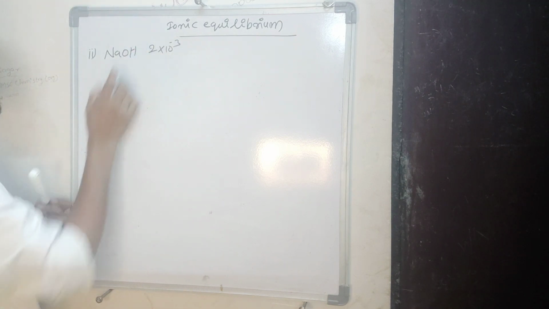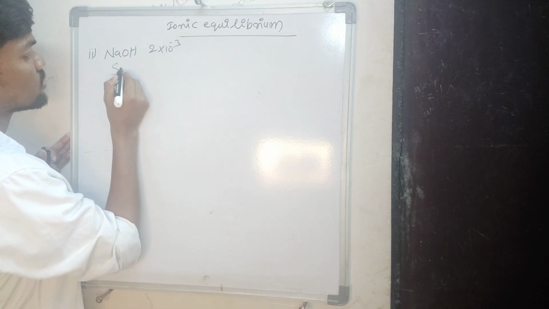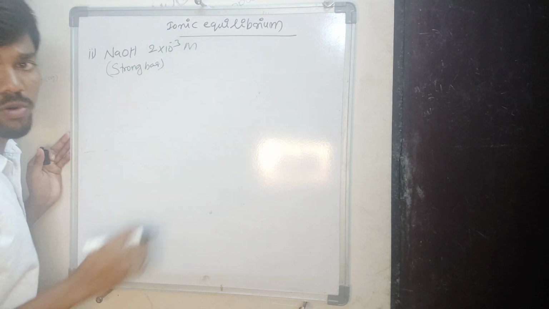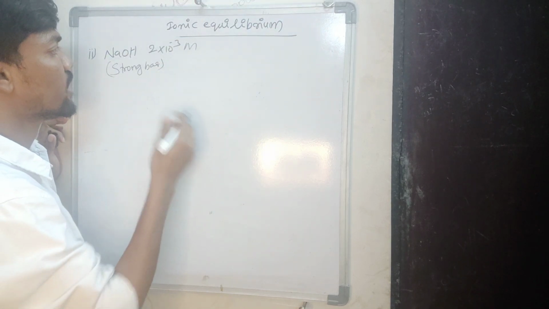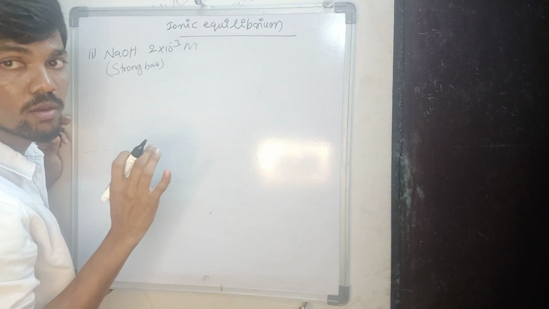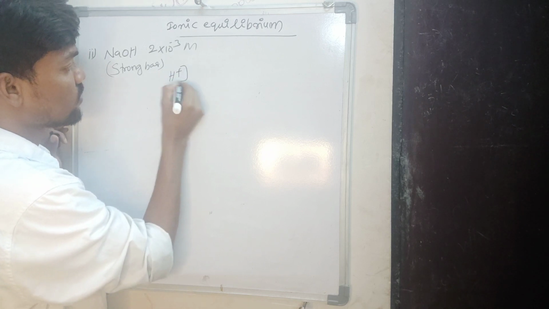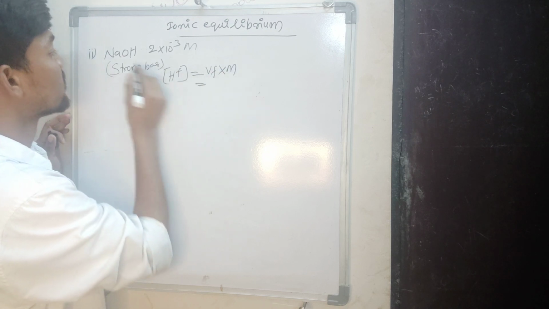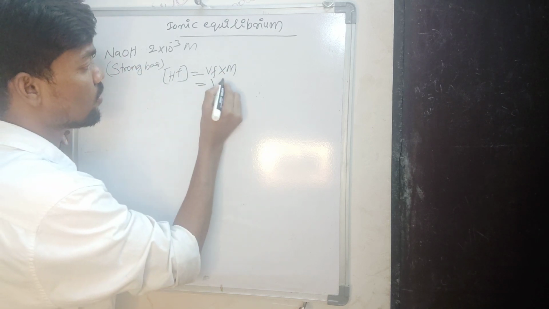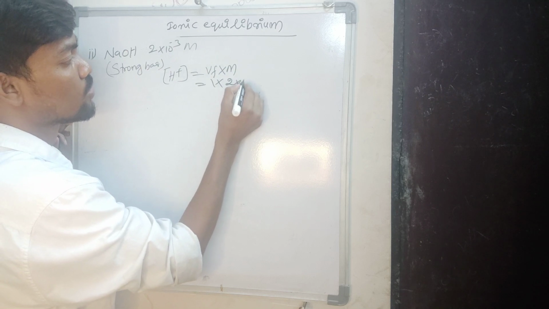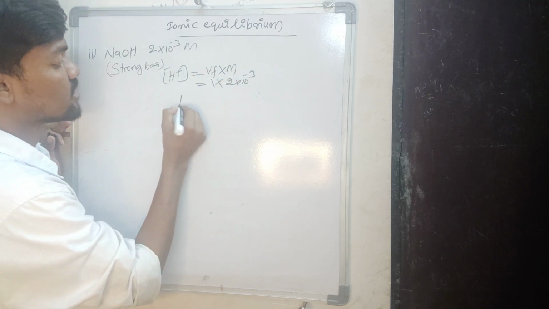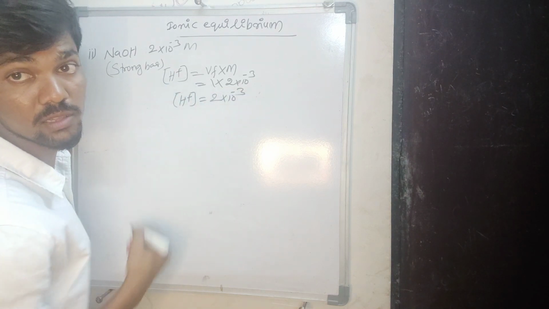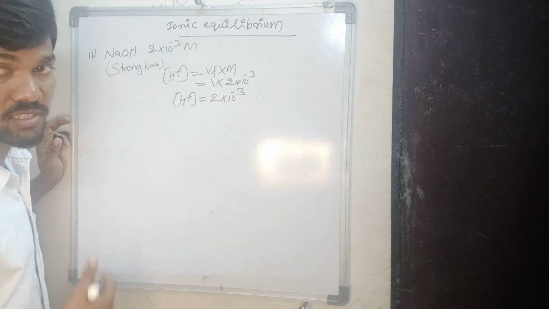Next, the second case: strong base. Suppose a strong base is given with this molarity, and we have to find out the pH value. First we have to find the concentration using valency factor into molarity. What is the valency factor here? Only OH is there, so 1. 1 into molarity means 2 into 10 power of minus 3. So the concentration is overall 2 into 10 power of minus 3.